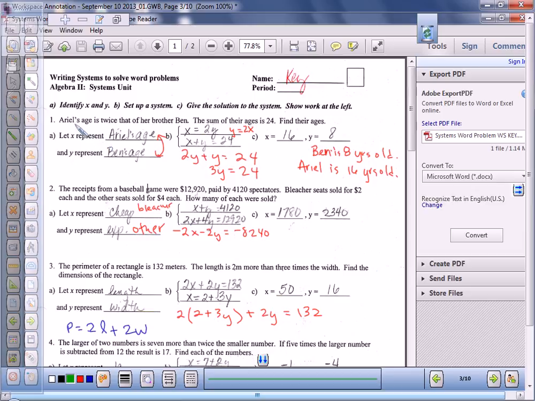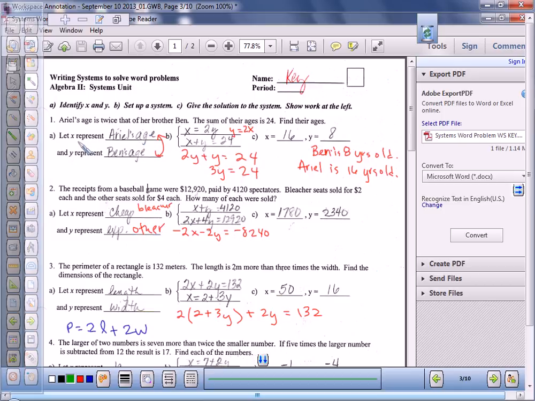Alright, so on number 1, you could let Ariel be x or y. Did you guys realize that the statement where it's telling you what to do tells you how to define your variables? Find their ages. So what are our variables? The ages of the people. Right. How many of each were sold? So how many tickets of each different kind were sold? Find the dimensions. Well, your variables have to be the length and the width. So the question basically tells you what your variables have to be. So in this one, it's their ages.